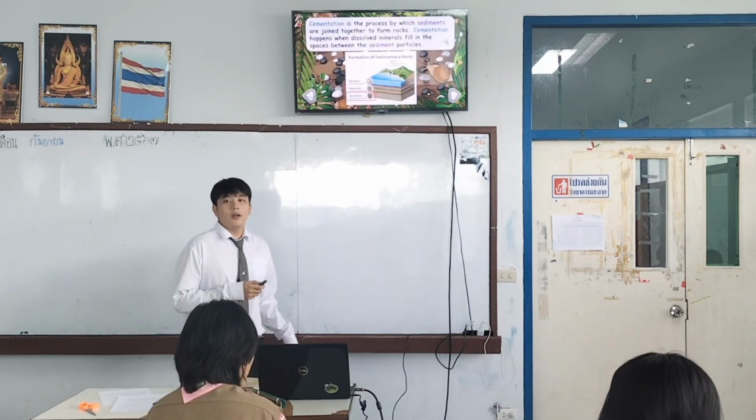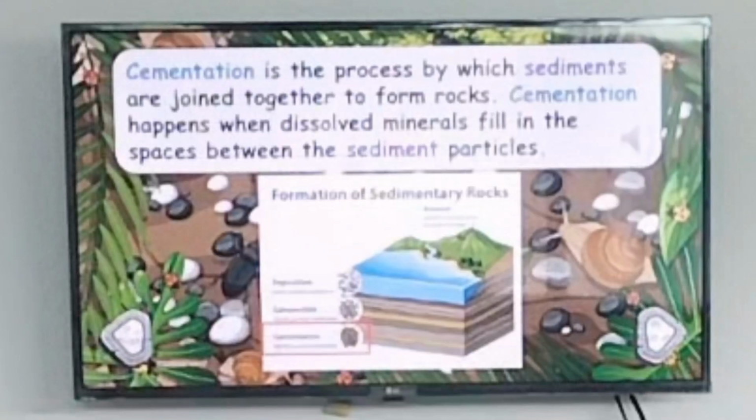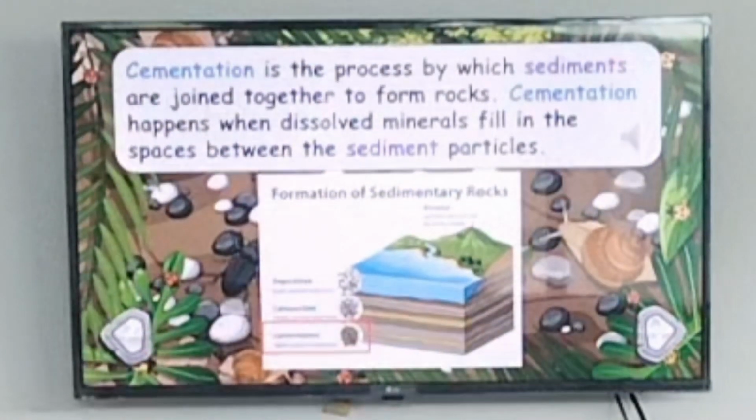Now let's see what this sentence says. Sedimentation is the process by which sediments are joined together to form rocks. Sedimentation happens when dissolved minerals fill in the spaces between the sediment particles.